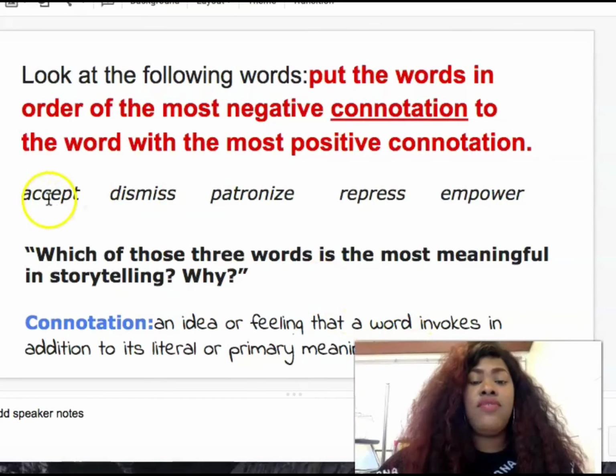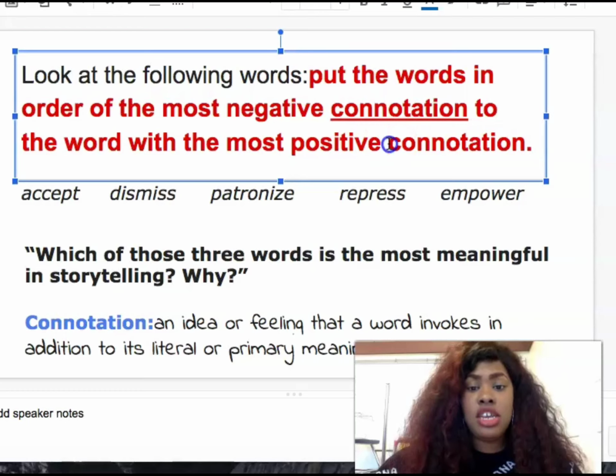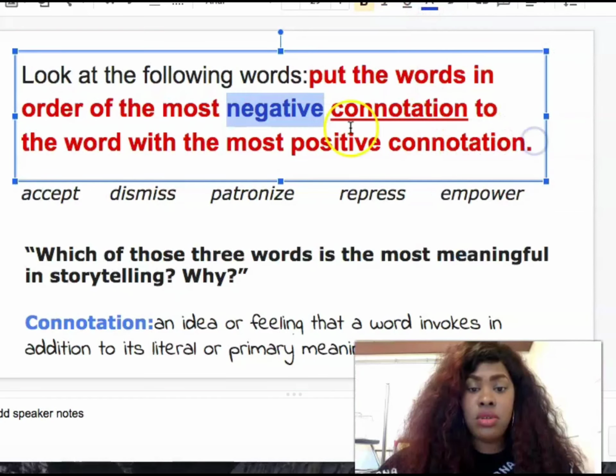Now I want us to look at the following words, guys. Accept, dismiss, patronize, repress, and empower. Now some of these we've just looked at in our paragraph. So I want you guys to put these words in the order of the most negative connotation to the word of the most positive connotation. So the key words here, guys, is negative and positive.